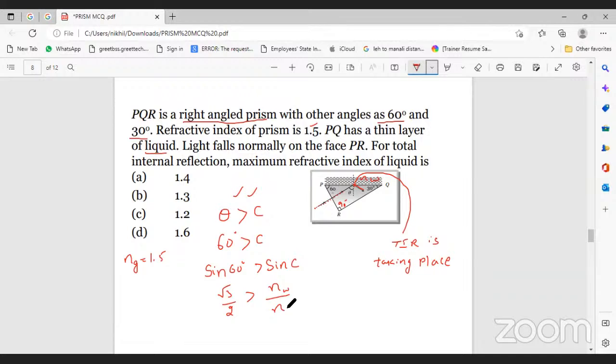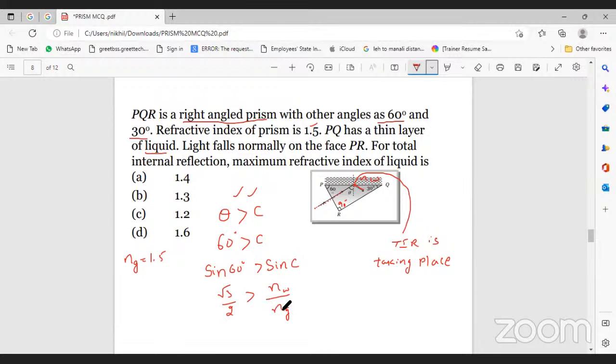Numerator should be water, denominator should be glass, because this ratio should be less than 1. So the denominator must be the refractive index of the denser medium, and the numerator must be the refractive index of the rarer medium. So it must be NW by NG.